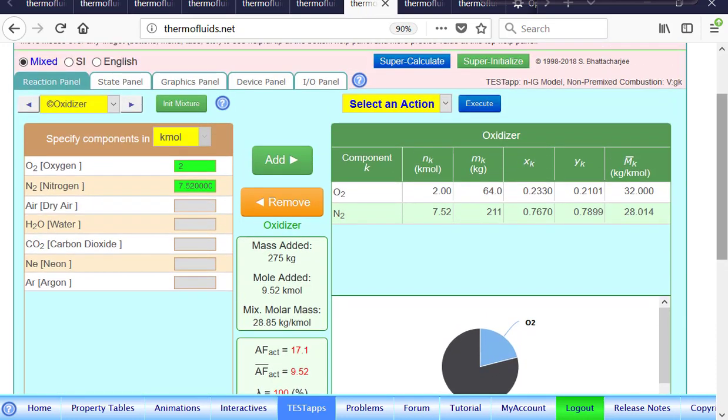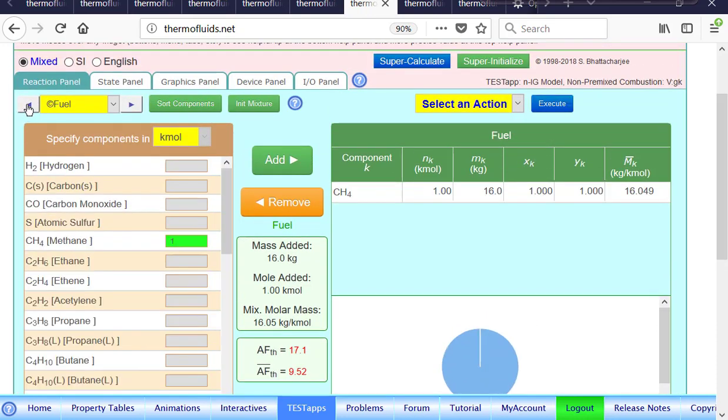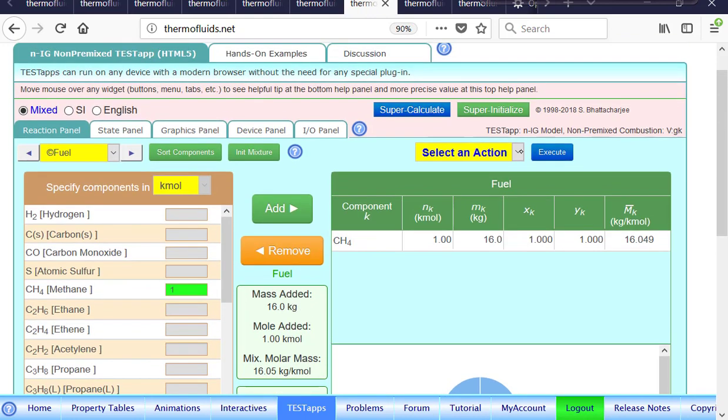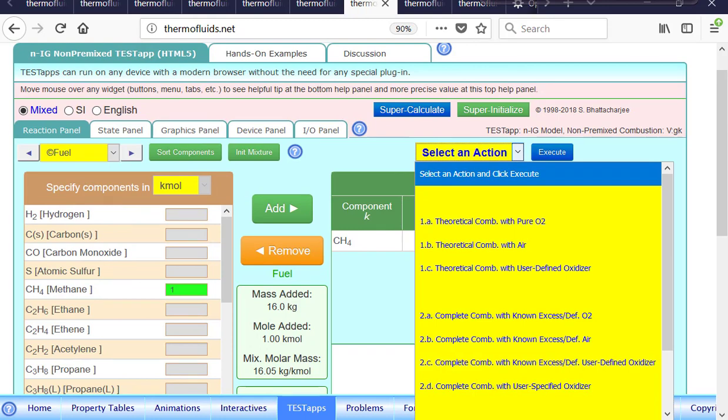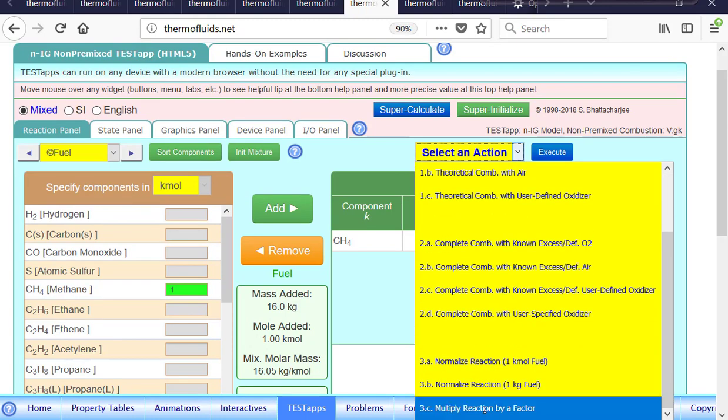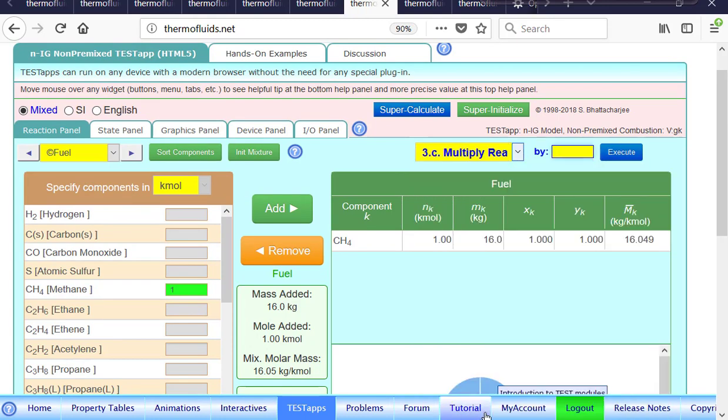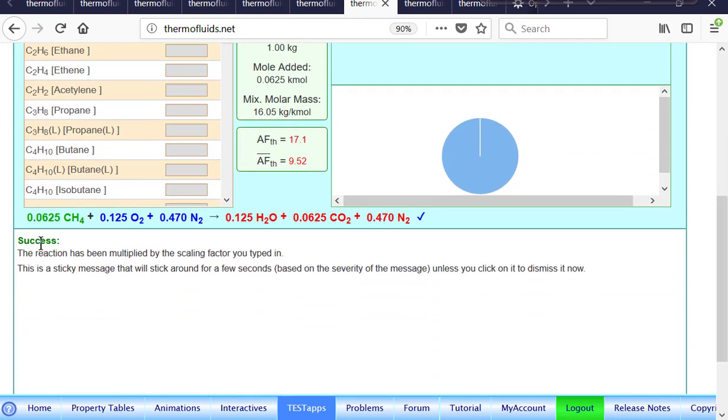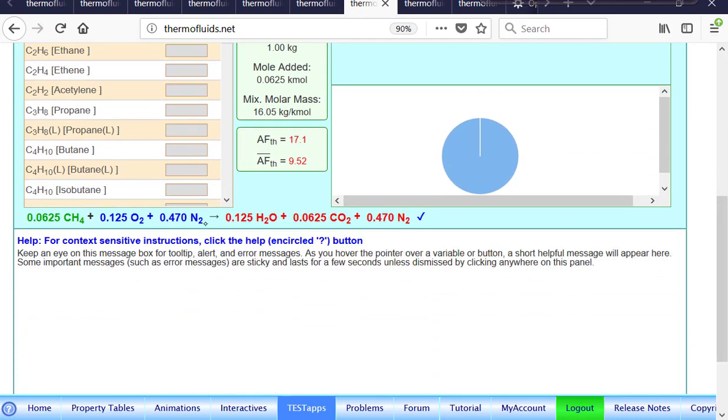Right now, how much methane is flowing? You'll see the methane flowing is 1 kilomole, in other words, 16 kg. So if we multiply the reaction by 1/16, 1 divided by 16, that whole reaction gets divided by 16, and the entire reaction gets scaled so that now we have 1 kg of methane, etc.